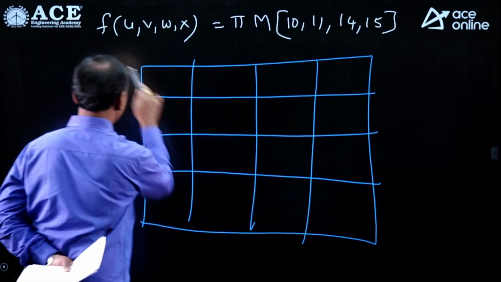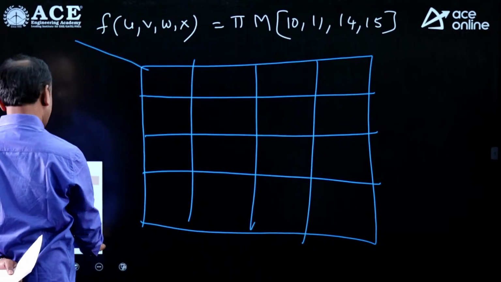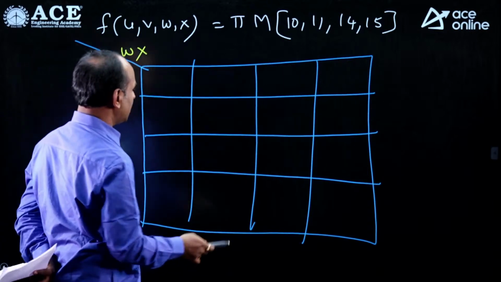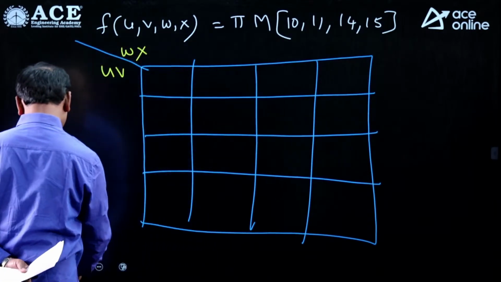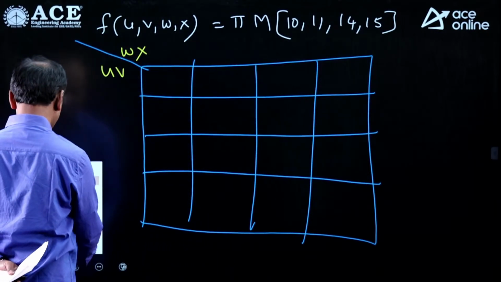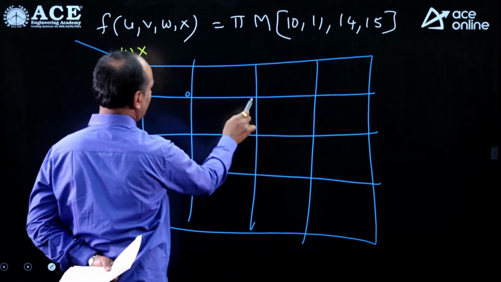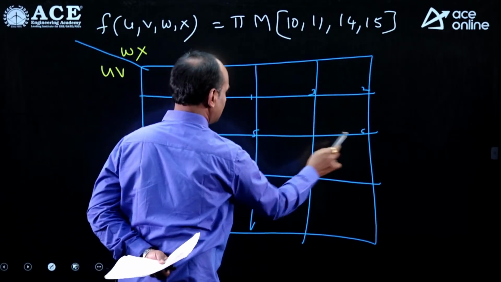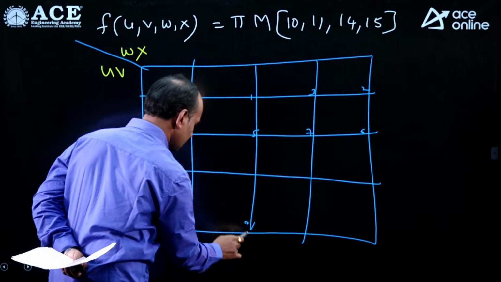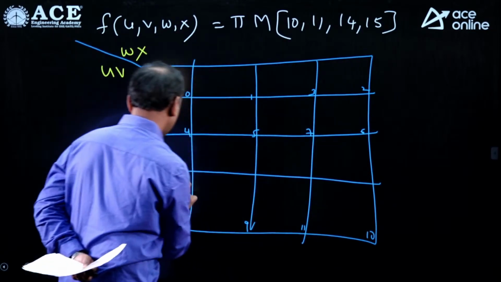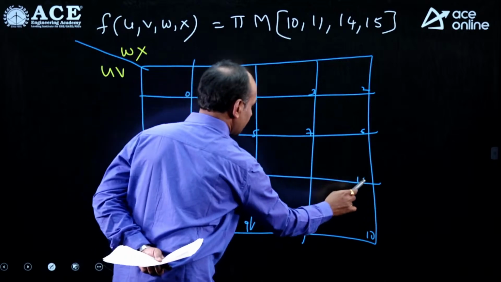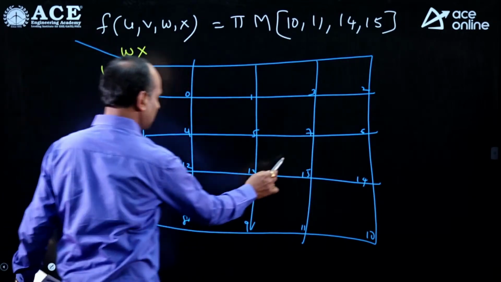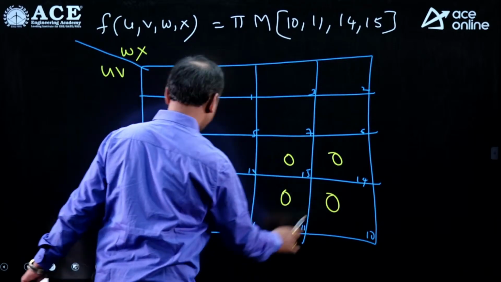Now, here the examiner has given U, V, W, X. Now, what are the 10 cells given? Simple here. This cell's name I am writing here. This is cell 0, 1, 2, 3, 4, 5, 6, 7. Now this is 8, 9, 10, 11. Now 12, 13, 14, 15 here. Now if we indicate the max terms here, the rest are 0s.